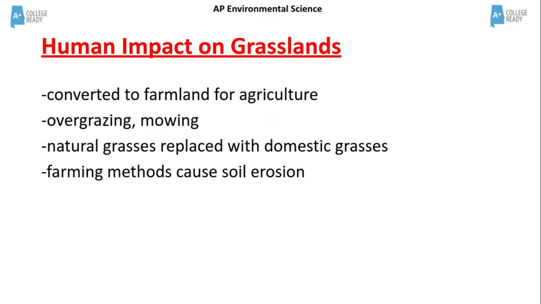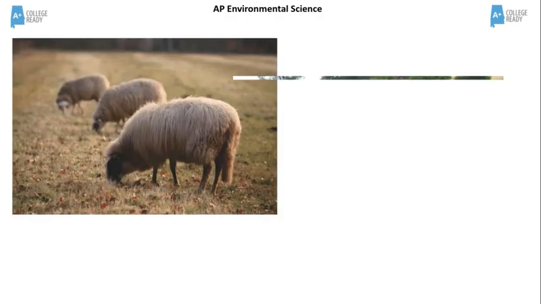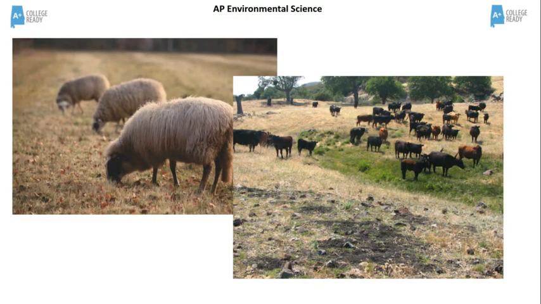One way humans impact grasslands is by converting it to farmland since the soil is so fertile. Humans allow cattle to overgraze the grasses. Natural grasses are replaced with domestic grasses such as wheat, and many farming methods cause soil erosion to occur. This picture shows farmers turning the soil in a grassland, and these pictures show animals grazing.